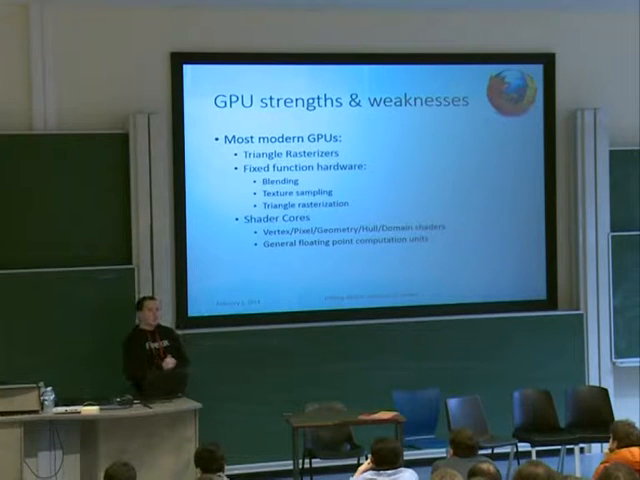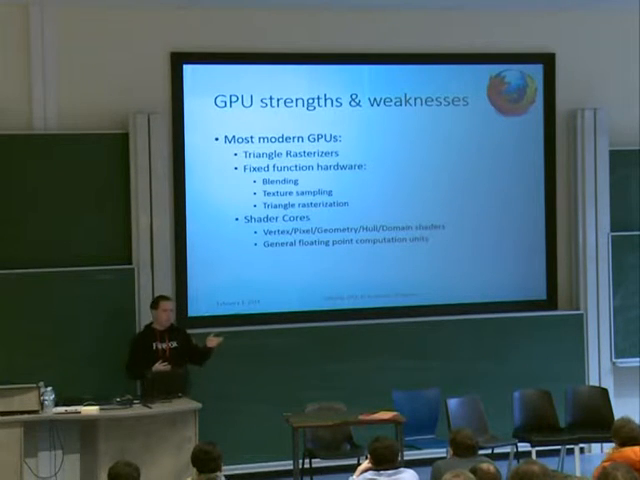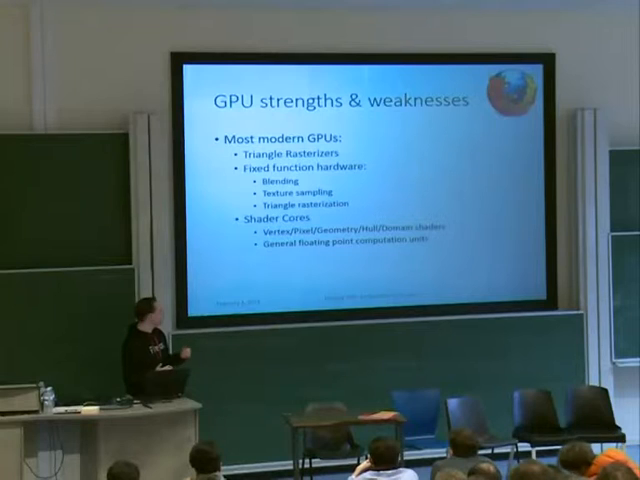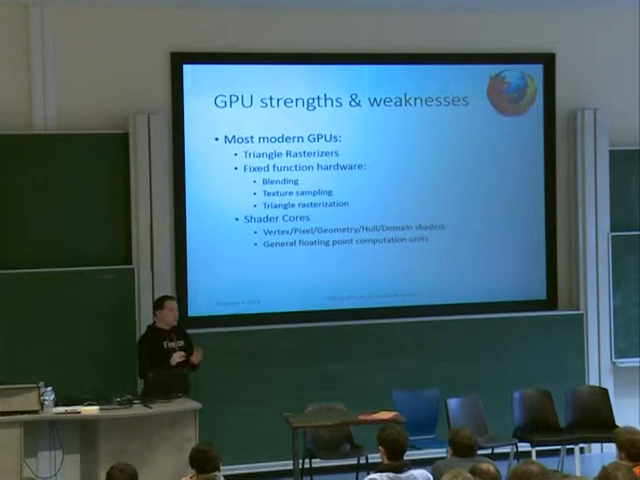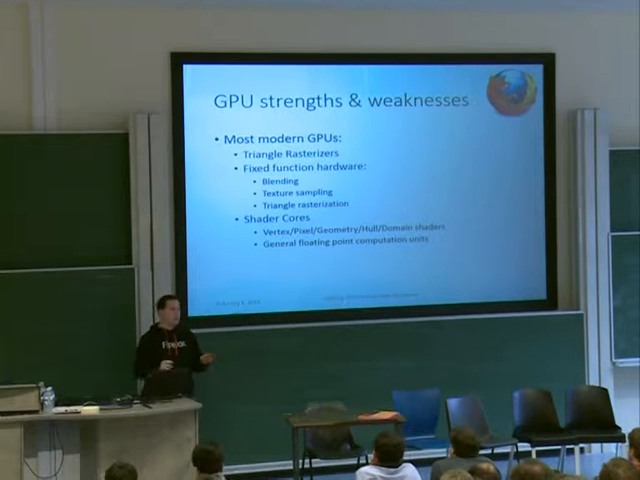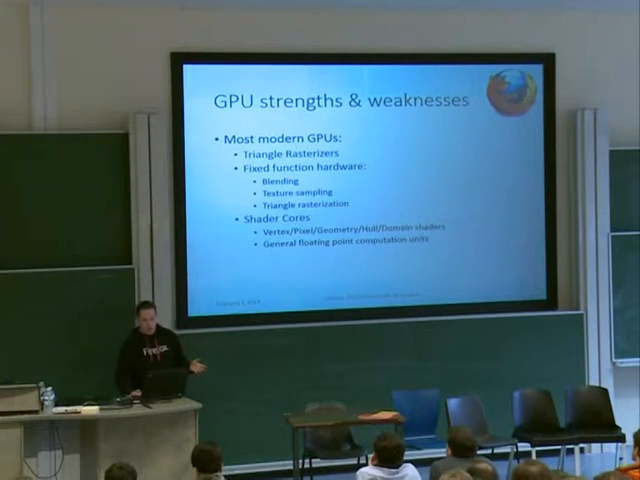Aside from this, they also have programmable shader cores. Now, on modern GPUs, these are just general floating point computation units, and they are used in several steps. Vertex shaders, pixel shaders, geometry shaders, hull shaders, domain shaders. Those are the common ones that you see in modern graphics APIs. The pixel shader for OpenGL people will be called a fragment shader. Now, these shader cores, we can really let them do anything as long as it's basically four component math.